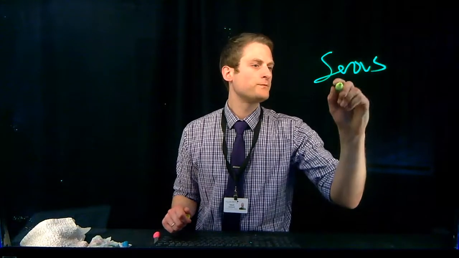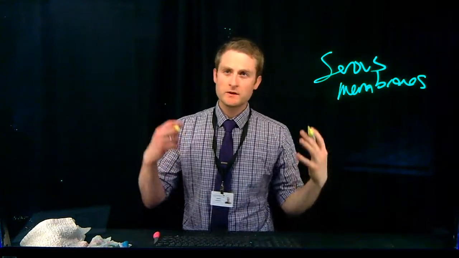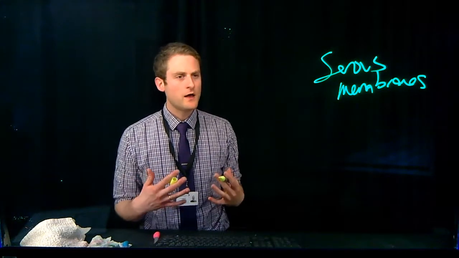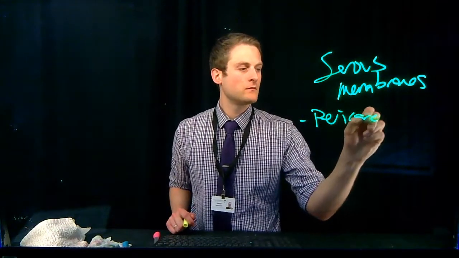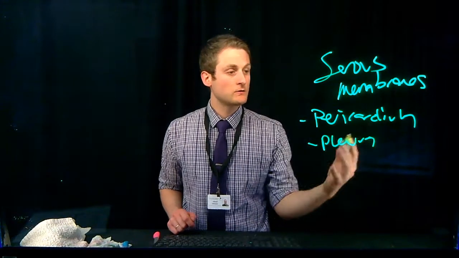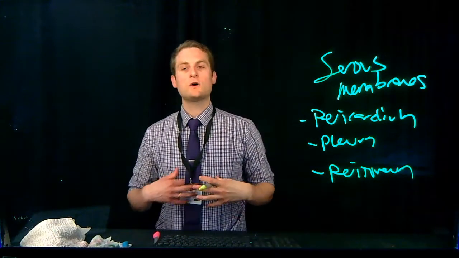Some other foundational anatomical information that's going to be useful is a discussion on serous membranes. Now, serous membranes are membranes that are surrounding our internal viscera. So we have the pericardium surrounding our heart, we have the pleura surrounding our lungs, and then we have the peritoneum that's surrounding our abdominal pelvic viscera.